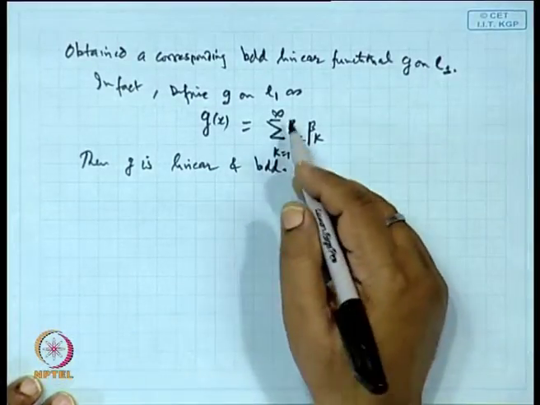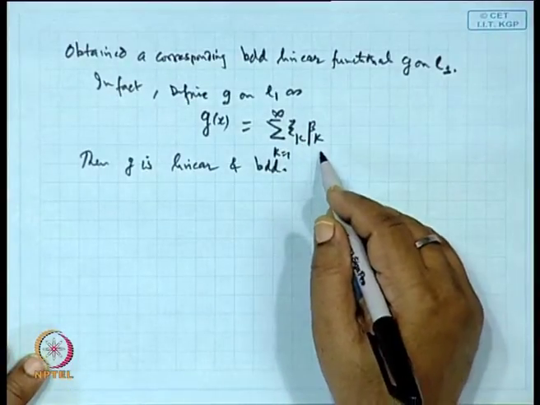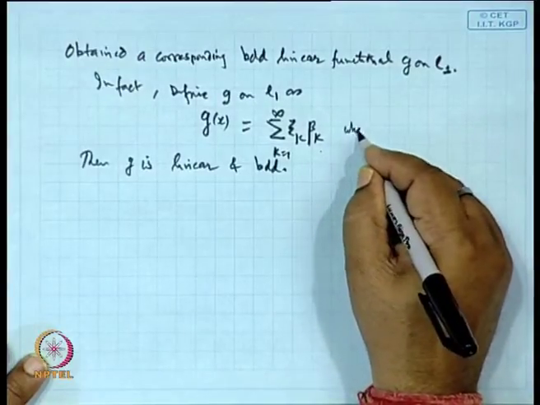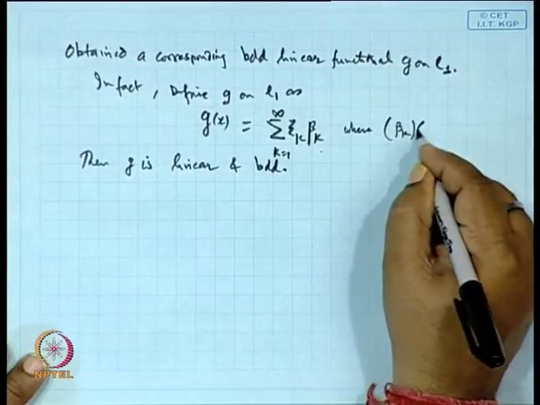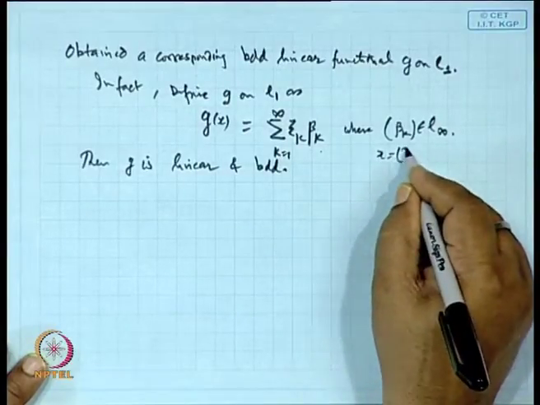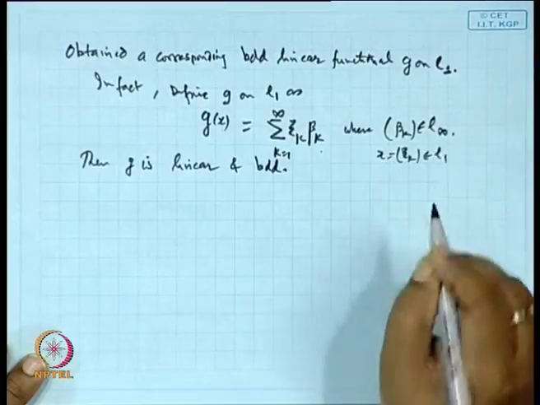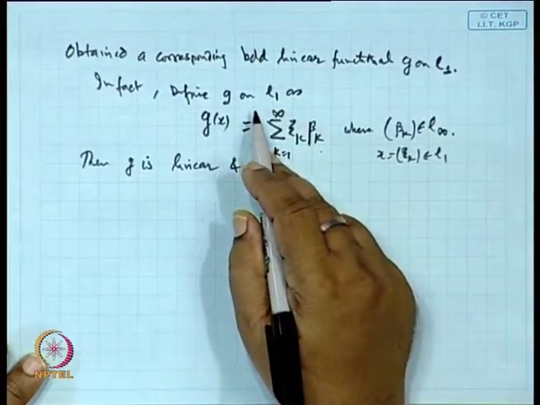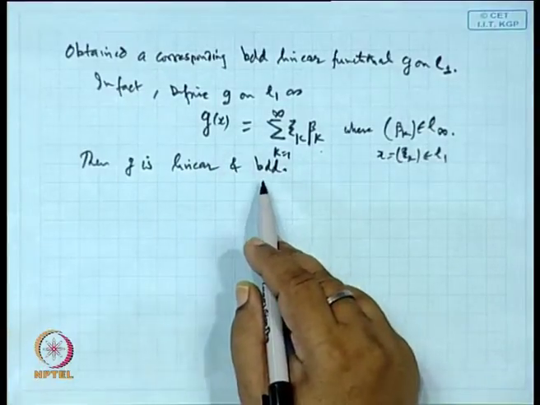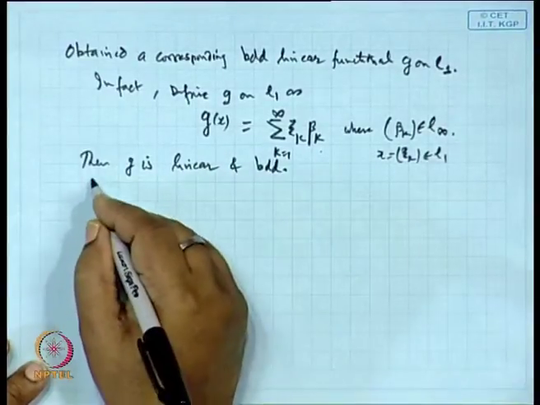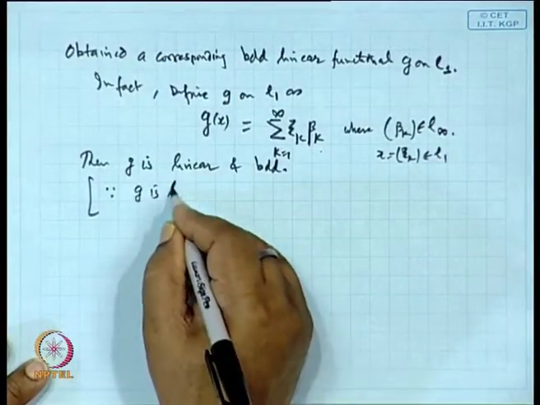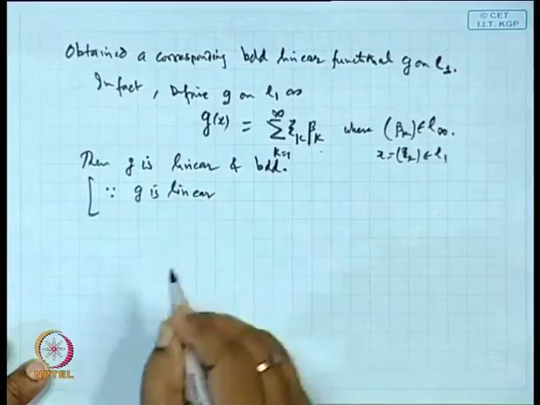Why? We have started with beta k, a point in L infinity, and x is a point in L1. We are defining a functional G on L1 as G of x equal to this, and we claim that this G will be linear and bounded. Why? Because G is linear follows from this.